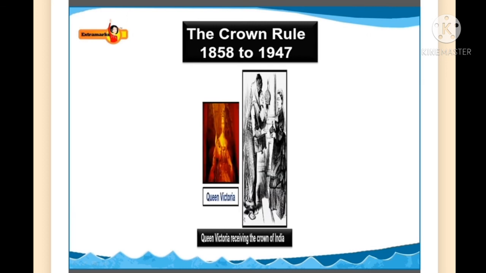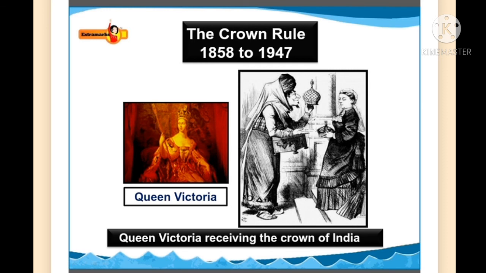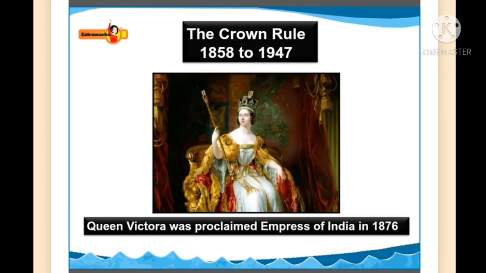The revolt of 1857 alarmed the British, and they decided to take India under direct control. The Crown Rule or the British Raj was instituted in 1858. The rule of the British East India Company was transferred to the Crown in the person of Queen Victoria, who in 1876 was proclaimed Empress of India.